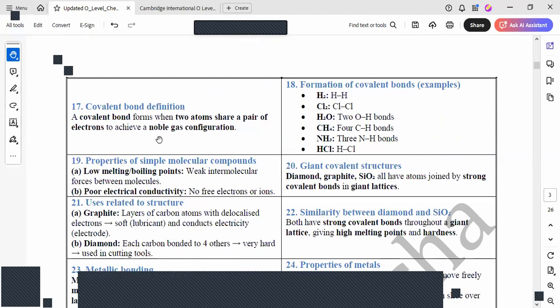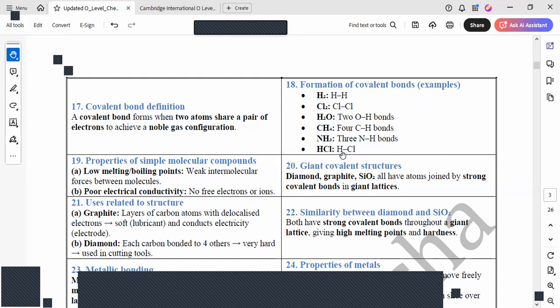Okay. Next, covalent bond. We define a covalent bond as forming when two atoms share a pair of electrons to achieve a noble gas configuration. Examples for the formation of covalent bonds: hydrogen gas, chlorine gas, water. There are two O-H bonds in water. In methane, there are four carbon-hydrogen bonds. In ammonia, there are three nitrogen-hydrogen bonds.